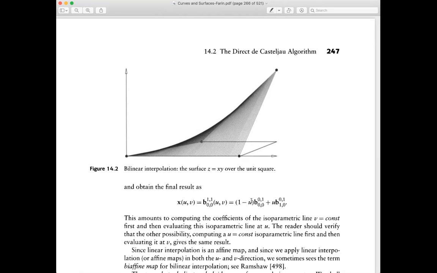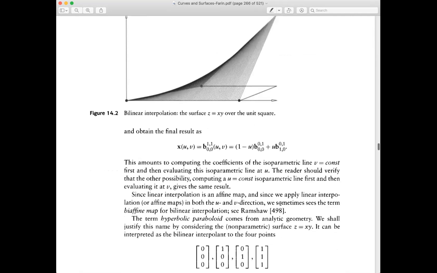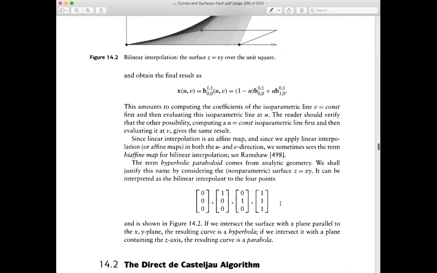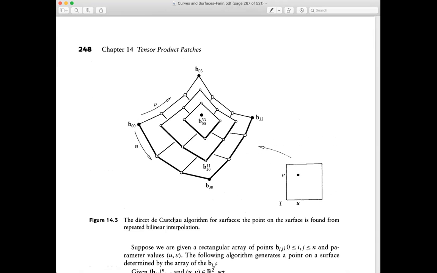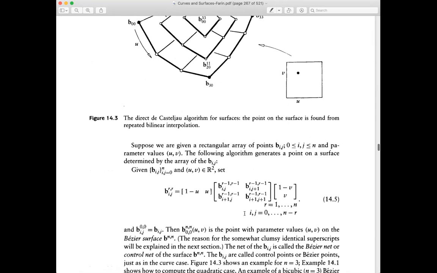It can be represented by 1 minus U, this plus U, this one. And then, okay, if you want to get the more complicated Bezier surface, you can do like this. This one is B_ij, right? 1 minus U, U, and this one will be the square matrix of the points along the surface, right?